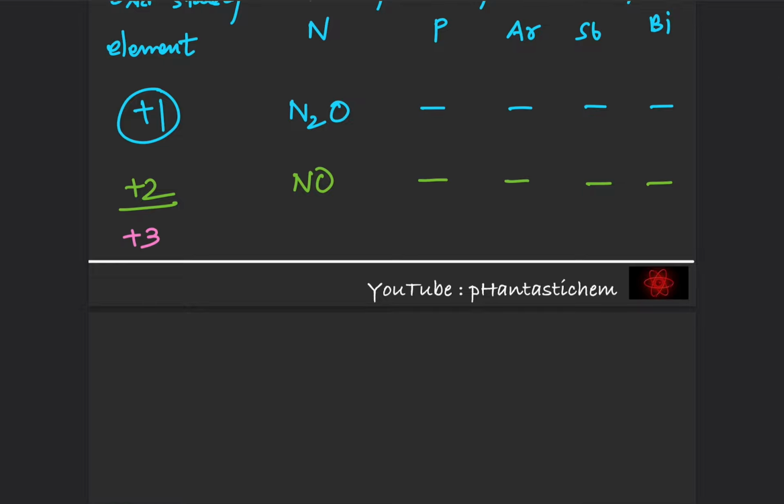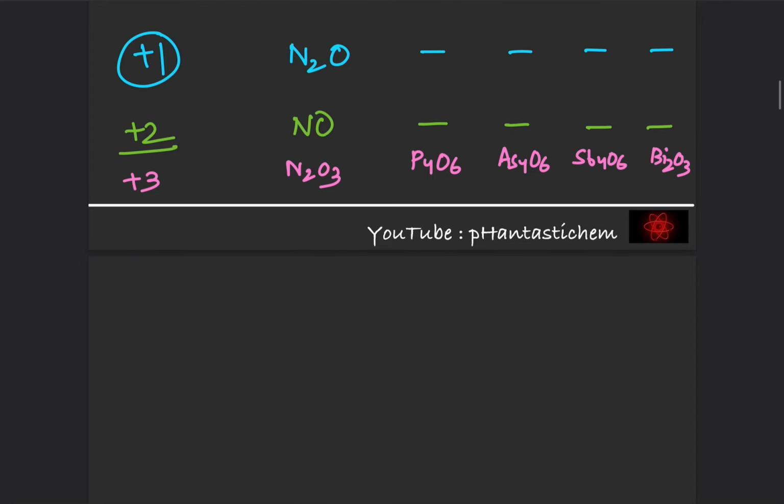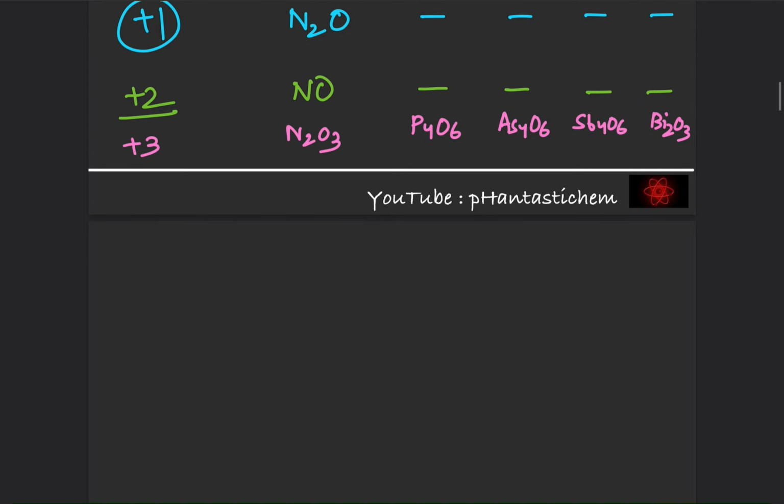Then coming to +3. In +3, we have N2O3, which is known as dinitrogen trioxide. Then we have P4O6, which is phosphorus trioxide. Then we have As4O6, which is arsenic trioxide. Antimony does form Sb4O6, antimony trioxide. Bismuth also forms Bi2O3, that is bismuth trioxide. So all of them form oxides with oxidation state +3.